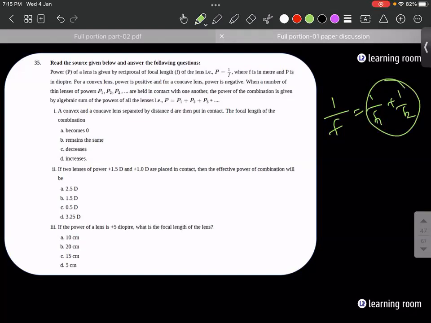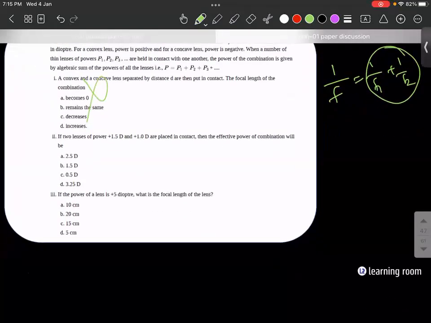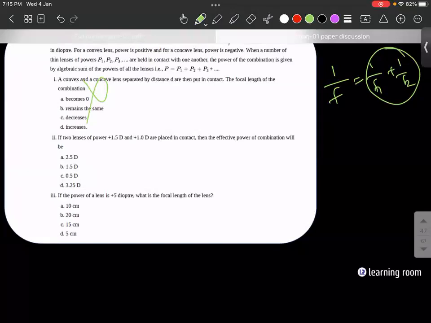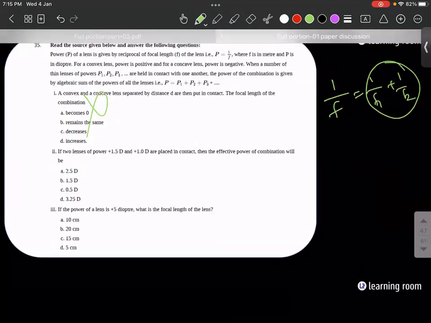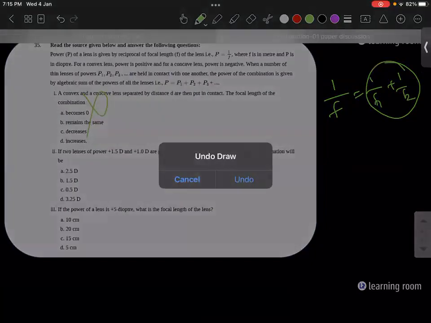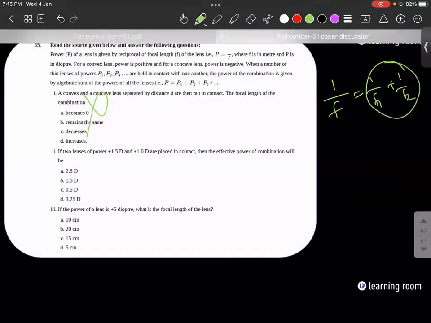Again, wrong. Why, tell me? This question, it's not applicable for you because you don't have the formula for what happens when they're separated by distance d. There'll be a minus d divided by f1, f2, something like that. So that formula is not there. So for this also, you'll get marks.